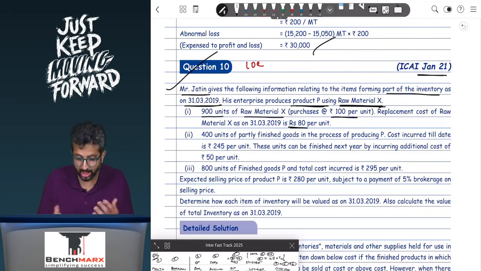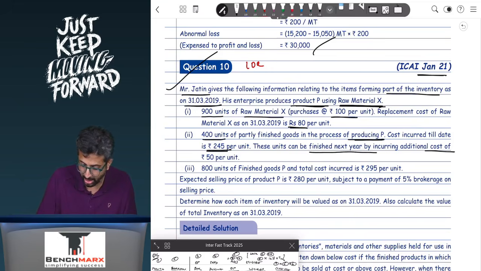Now I can't directly take 100 or 80, whichever is lower. I need to figure out for finished goods. 400 units of partly finished goods in process for P. Cost incurred till date is 245. These units can be finished in the next year by incurring an additional cost of 50. So this is my additional expenses. 800 units of finished products and total cost incurred is 295.